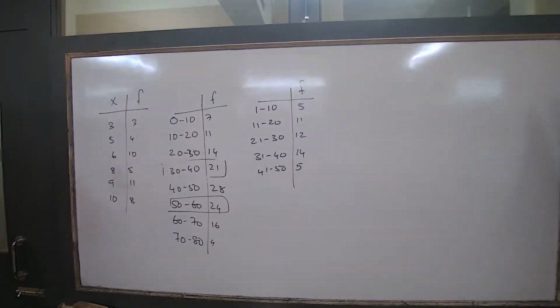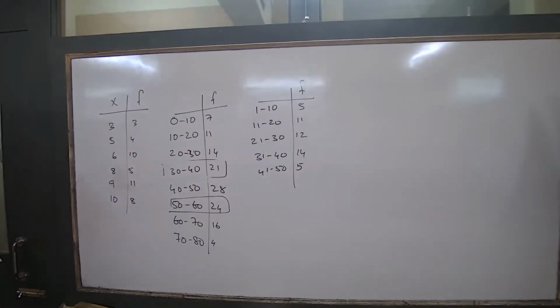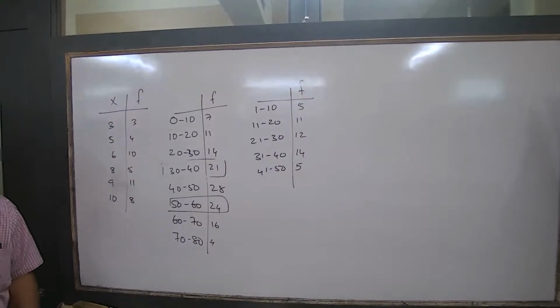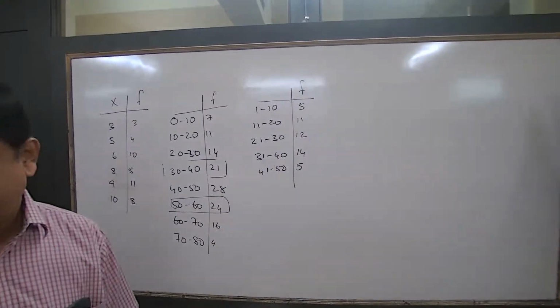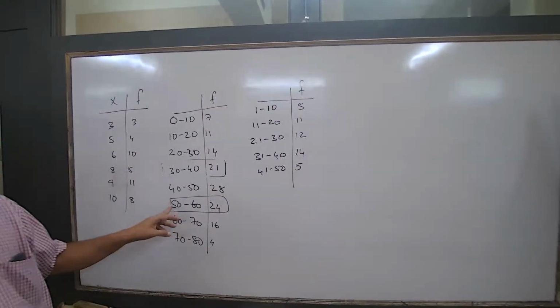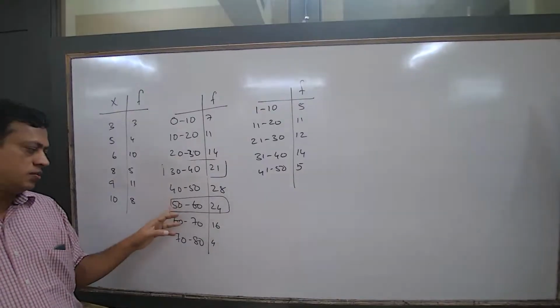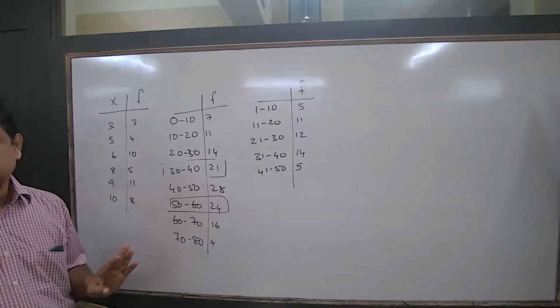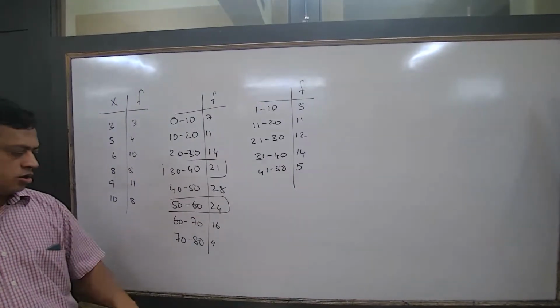How will you get it? Lower limit 50 plus 60 divided by 2. So the middle will come. Middle is 50 plus 60 by 2, which is 55. You have to add and divide by 2. Lower limit plus upper limit divided by 2. Understood or not? Sure. Okay then.